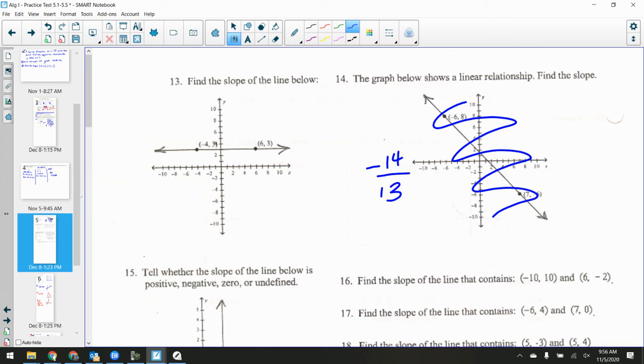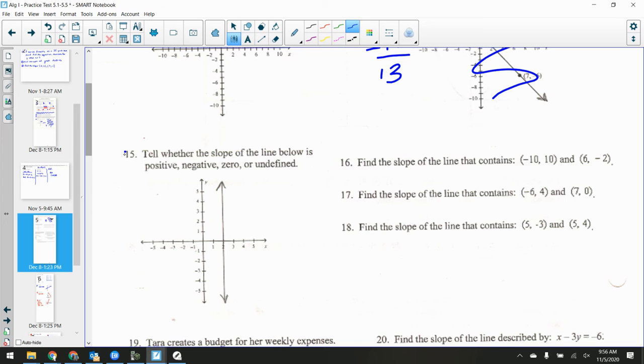Number 14. Dane had undefined. Undefined, that's good. Again, this was 14. So this is 15, 16, 17. Okay, did anybody have 15?